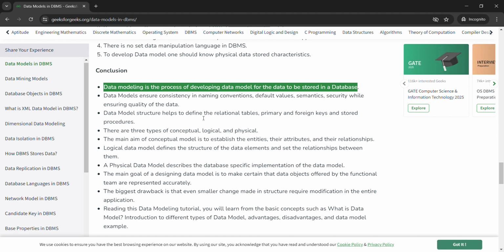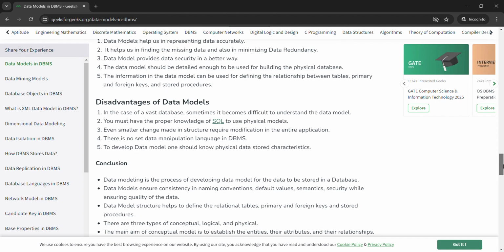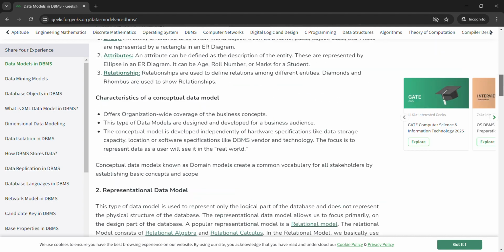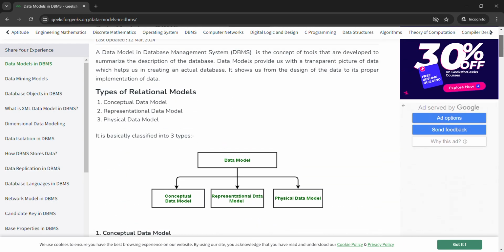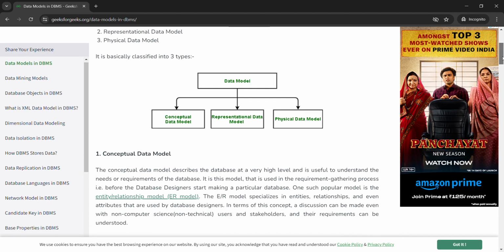The main goal of designing a data model is to make certain that data objects offered by the functional team are represented accurately. There are lots of videos and blogs available on Google. You just have to search and check what is a data model in DBMS and why it is used.